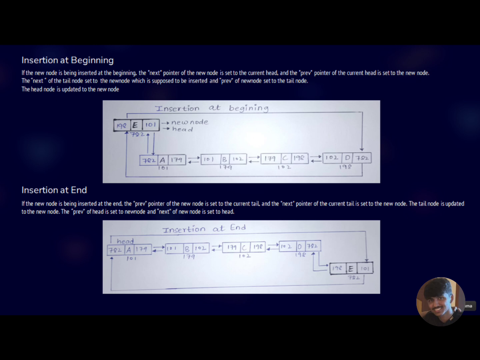For insertion at end, if the new node is being inserted at the end, the previous pointer of the new node is set to the current tail, and the next pointer of the current tail is set to the new node. The tail node is updated to the new node. The previous of head is set to the new node, and the next of the new node is set to head.